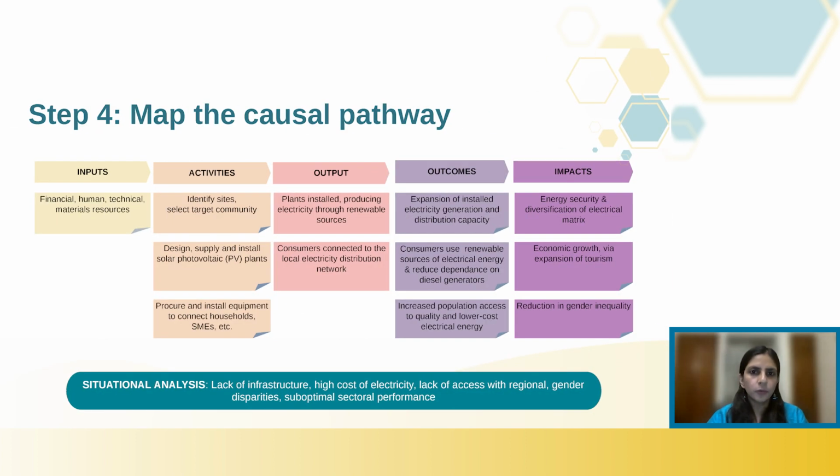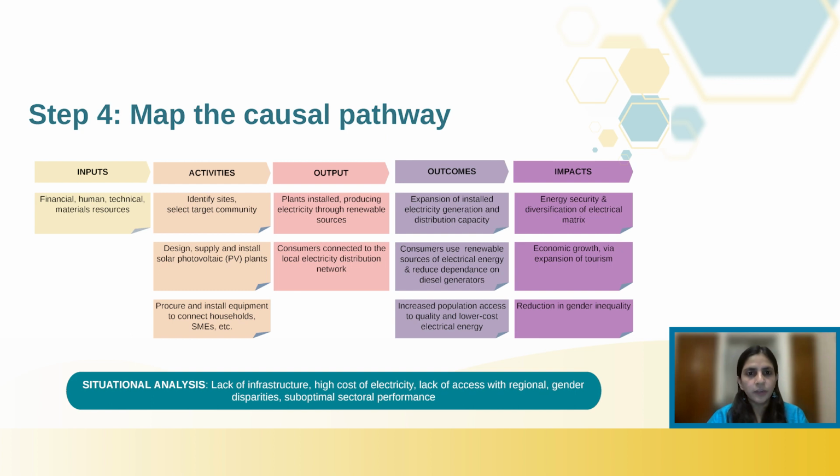Once you have designed your program through your inputs and activities, you start laying out the subsequent building blocks step by step, connecting your product or program to the goal. This is as a series of if and then statements forming a results chain. For instance, in our example, the output would involve plants being installed and producing electricity through renewable resources and consumers being connected to the local electricity distribution network.